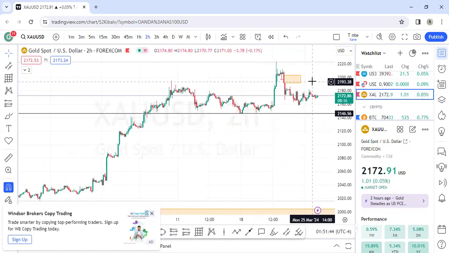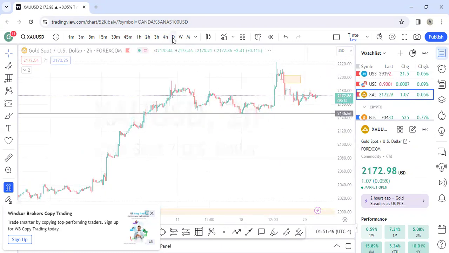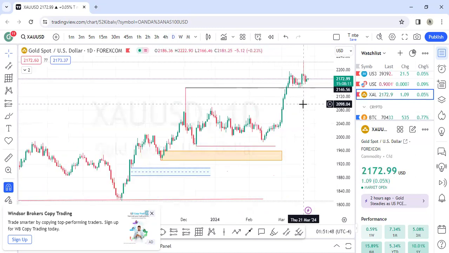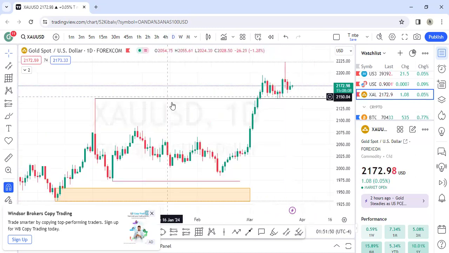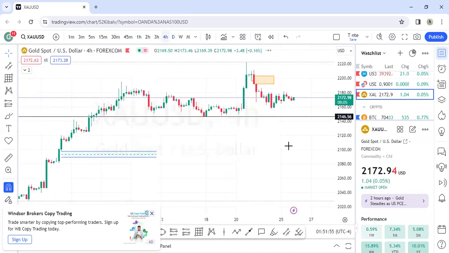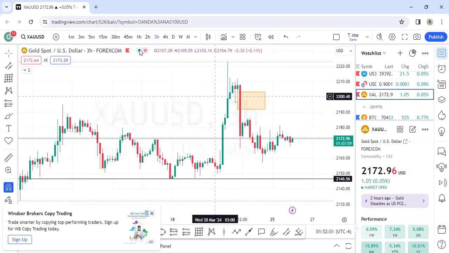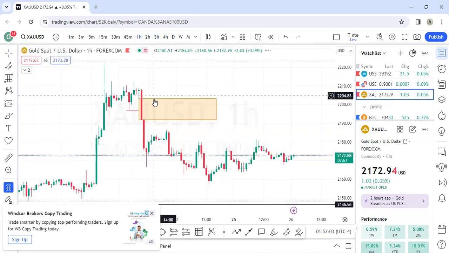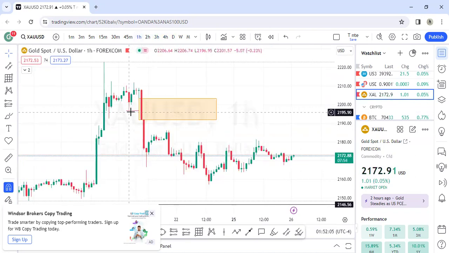This is good. Gold made an all-time high. I don't really know how to trade all-time highs, right? It took out this all-time high, and gold has just been doing its thing. So for gold, I don't really have any trade idea. The 3-hour chart, it's nothing really concrete.